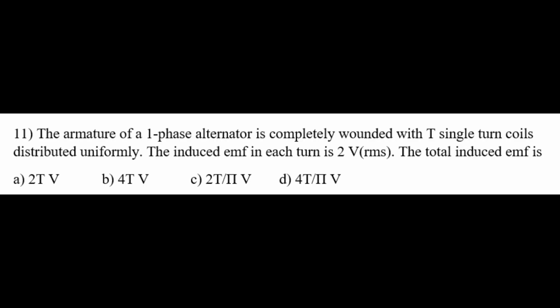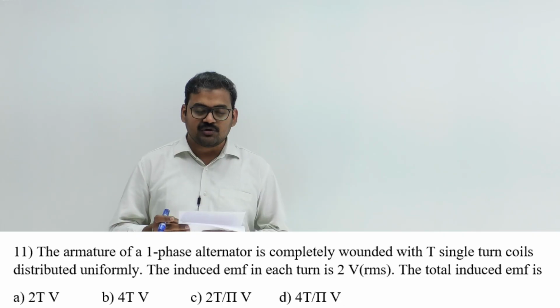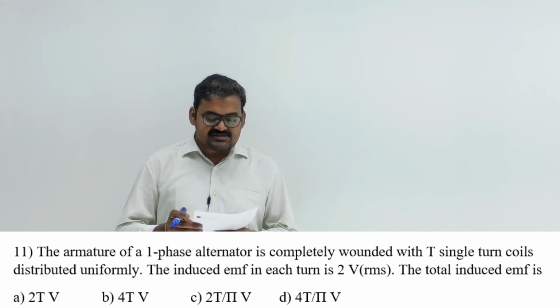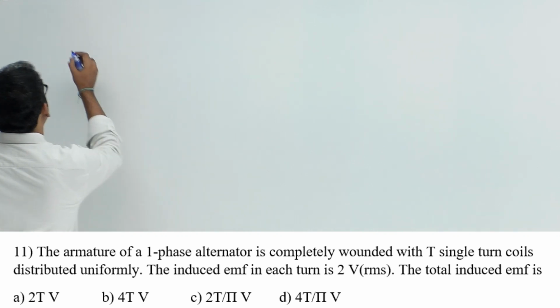This is a simple question. Look at the question on your screen. The armature of a single phase alternator is completely wound with T single turn coils distributed uniformly. The induced EMF in each turn is 2 volt. Then what is the total induced EMF? 4 options are given. So it was very clearly mentioned single phase alternator.